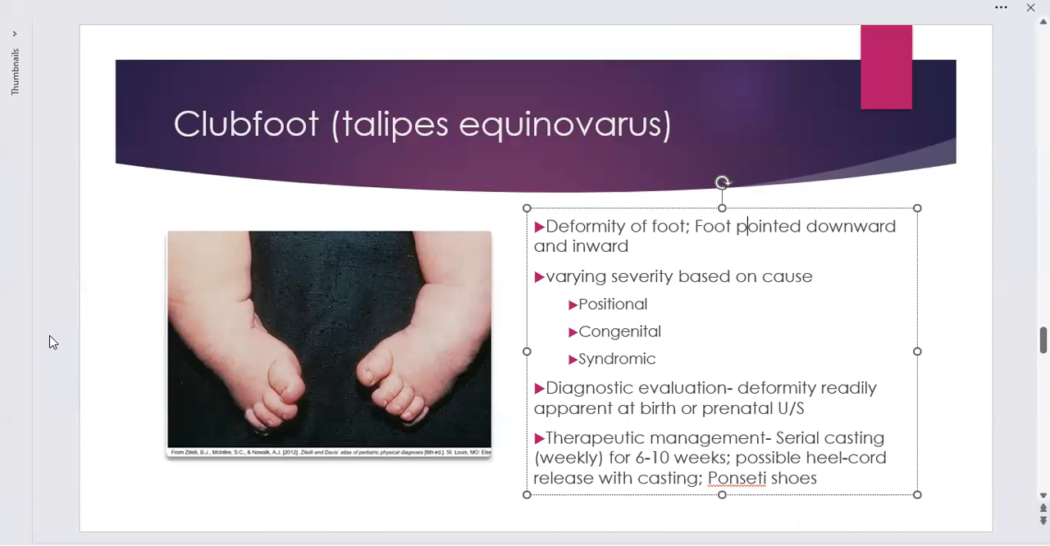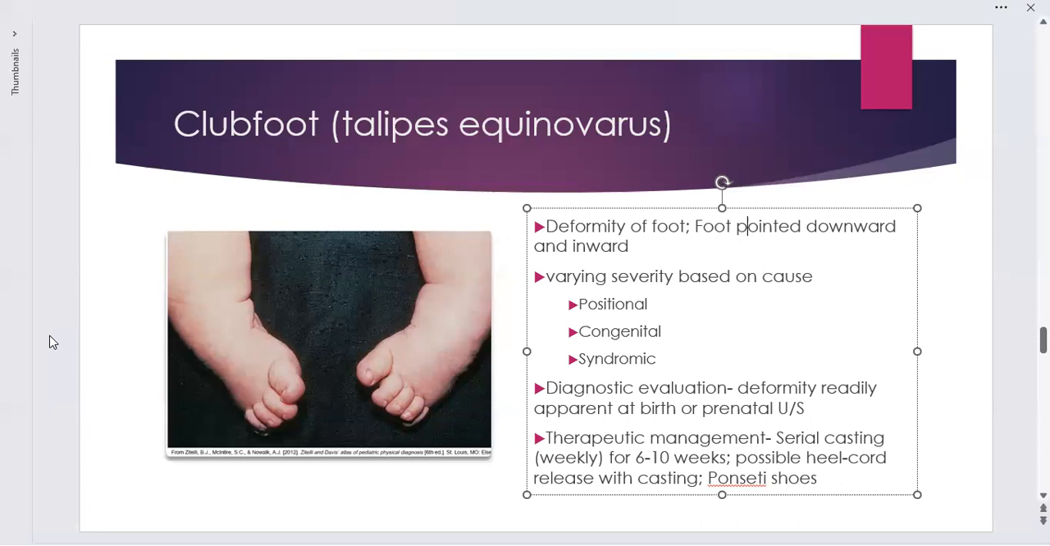May have to do that heel cord release if the tightness is based in that area. Okay, if that doesn't work, we may try something called Ponseti shoes, which is where the shoes are actually connected to each other. My little brother had to wear these. They keep the foot stretched in the direction that we want. He never required surgery. The shoes were enough for him. If that doesn't work, then we move on.